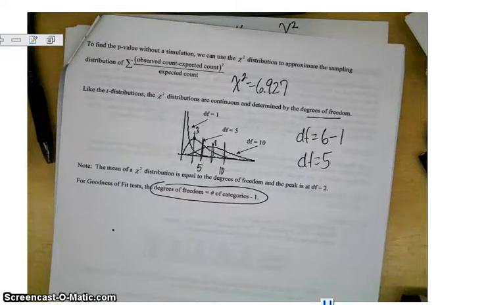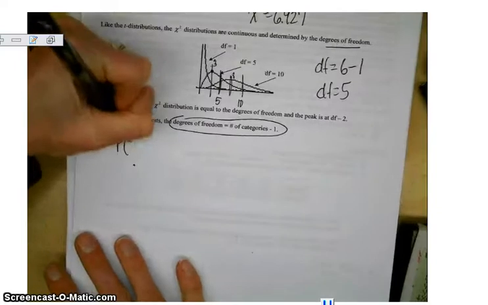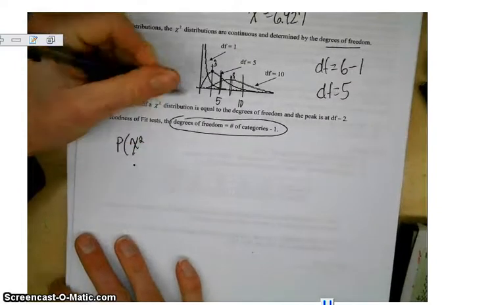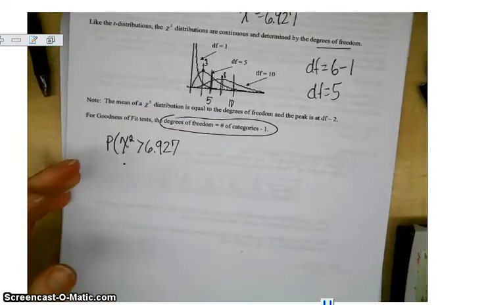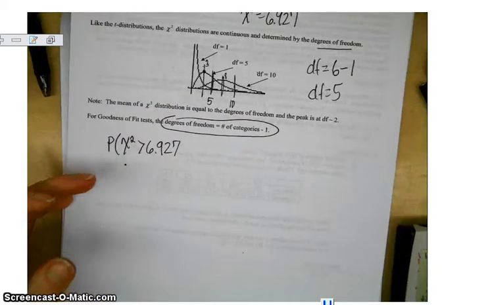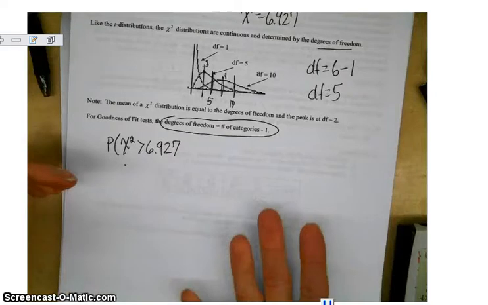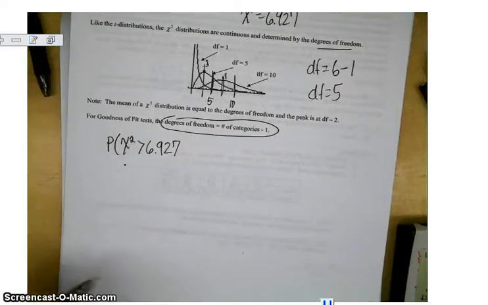All right, so if we want to find p-values, what's the probability that we got a chi-squared value greater than 6.927? And a little explanation on degrees of freedom. So what are degrees of freedom?